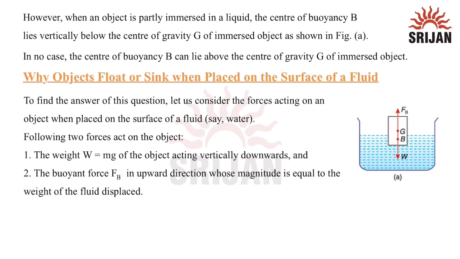Okay, now why does an object float or sink when placed on the surface of a fluid? To find the answer to this question, let us consider the forces acting on an object when placed on the surface of a liquid, let's say water. Now, the following two forces are acting on it: W, that is the weight force, mg, of the object acting vertically downwards, and the buoyant force Fb acting vertically upwards, whose magnitude is equal to the weight of the fluid displaced.